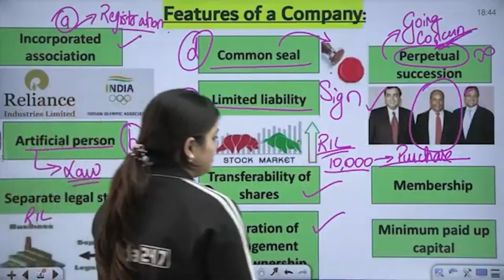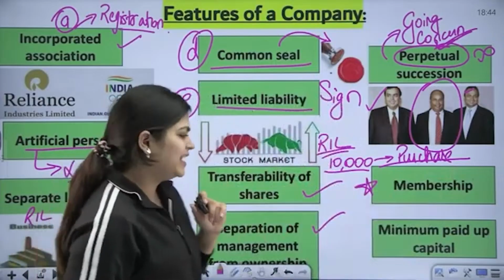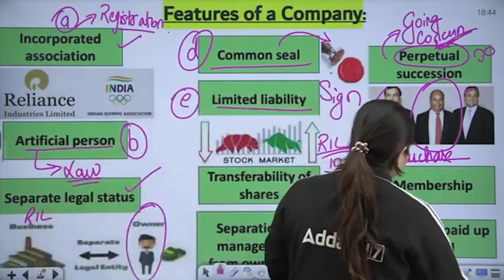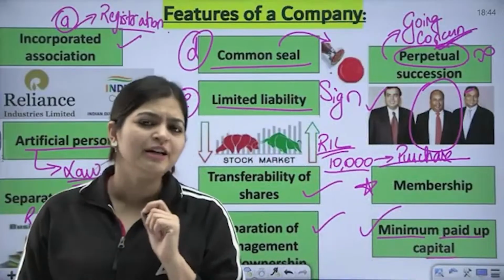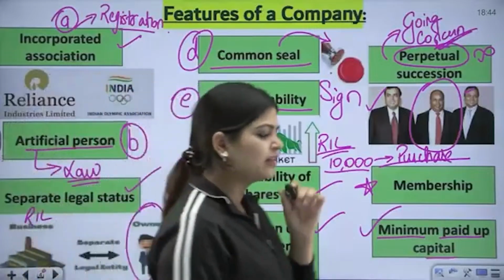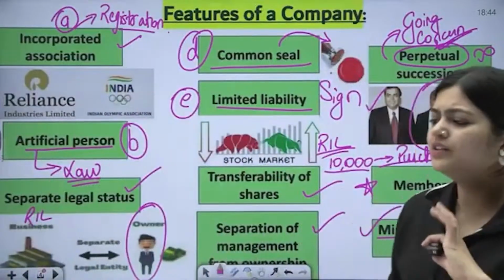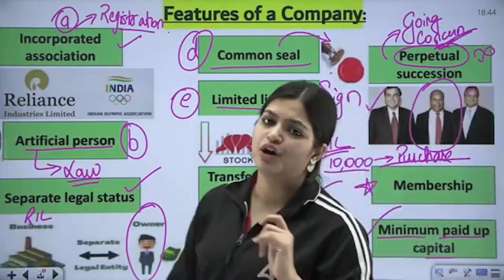And then you have the membership. We are going to talk about this membership in the next slides. Then next is your minimum capital amount. For starting any company, you would require a minimum capital amount. But as per the Companies Act, there is now no such minimum requirement. So this is about the features of a company.